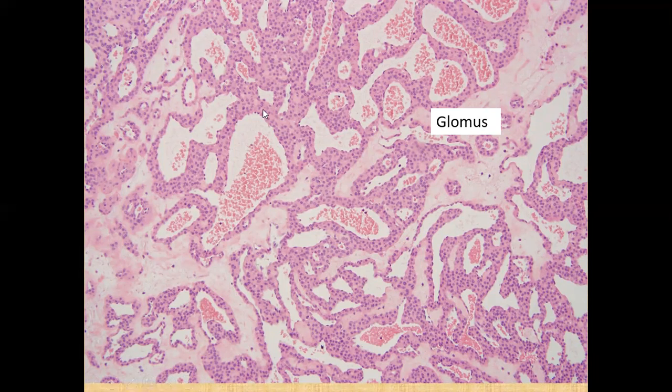Glomus tumor is characterized by several intercommunicating vascular channels with the endothelial lining and RBCs surrounded by cuboidal cells, which are actually the glomus cells.